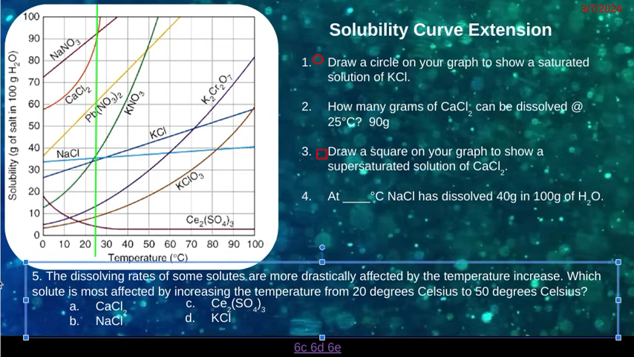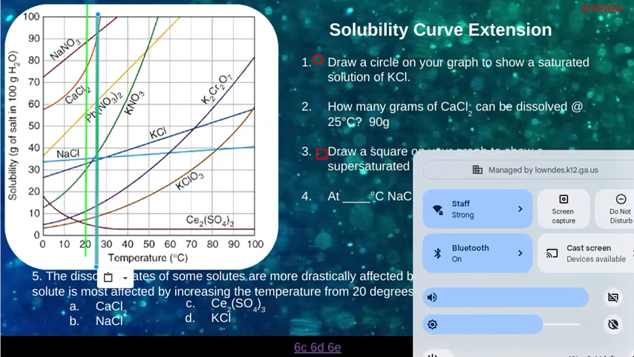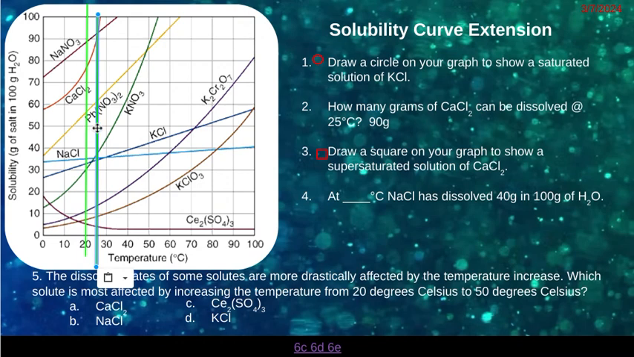All right, down here at the bottom, the dissolving rates of some solutes are more drastically affected by the temperature increase. Which solute is most affected by increasing the temperature from 20 degrees, which is right here, I think my battery's on, from here all the way over to 50 degrees? So which one is more affected by that? Which one of the solutes is most affected?